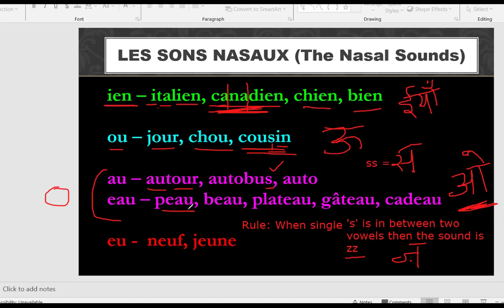So read this: Po. Whatever you're pronouncing, this is po. Simply po. Next, bo. Bo.